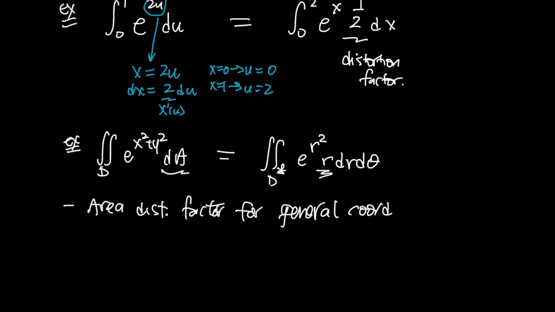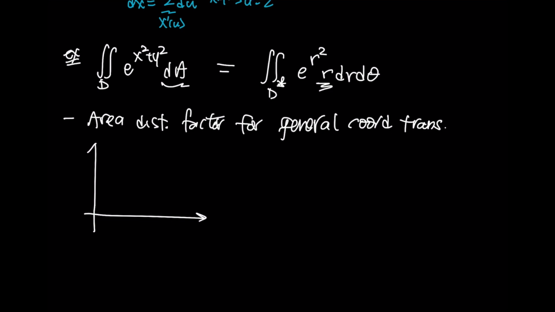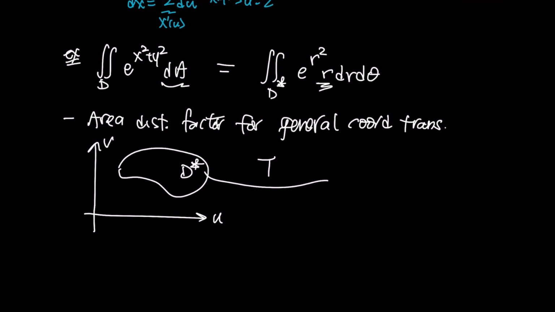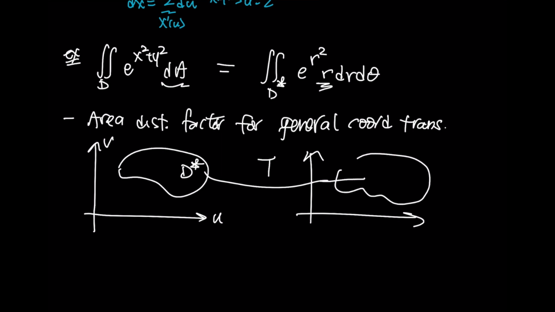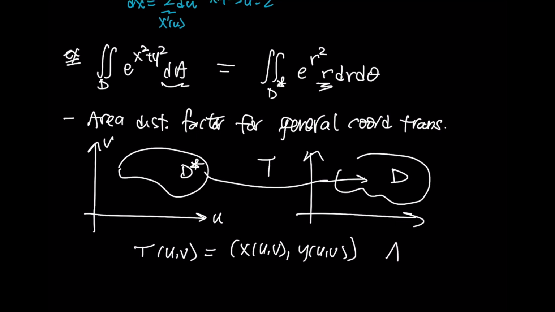So to that end, we're going to consider the following. We want to take some elementary region D star, and we want to apply a coordinate transformation to turn this into some other elementary region. Under this coordinate transformation, which we'll call x of u and v and y of u and v, we want to know this area distortion factor. So we're going to go through an analysis here to determine what that area distortion factor is.